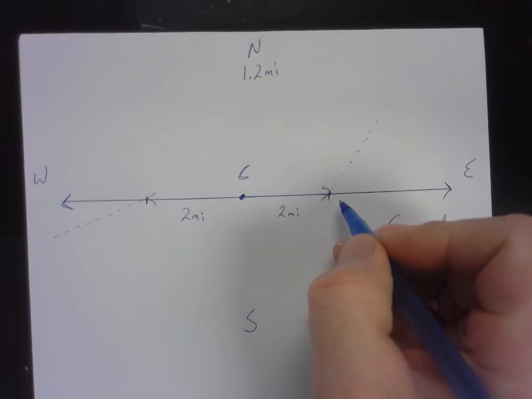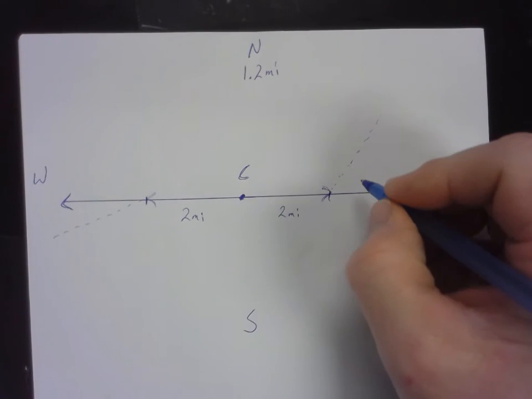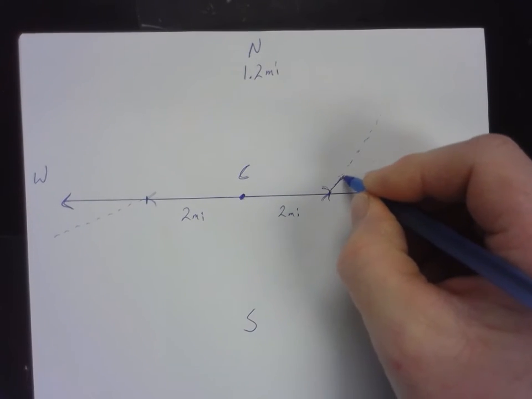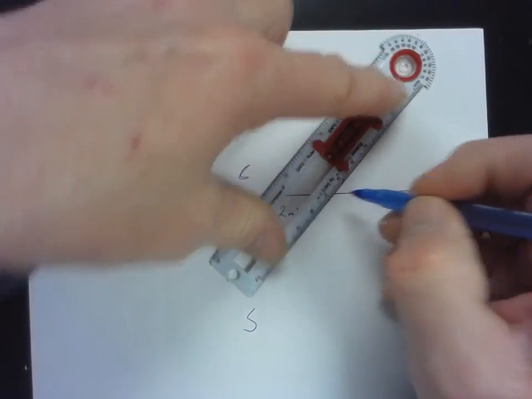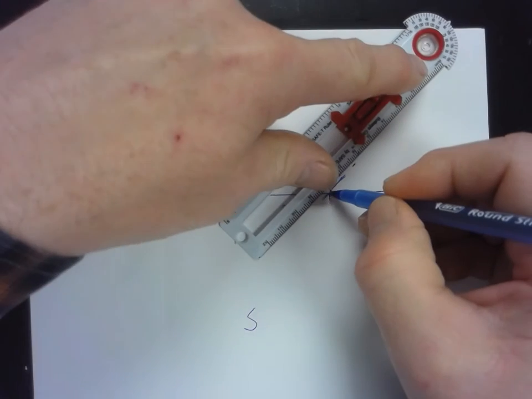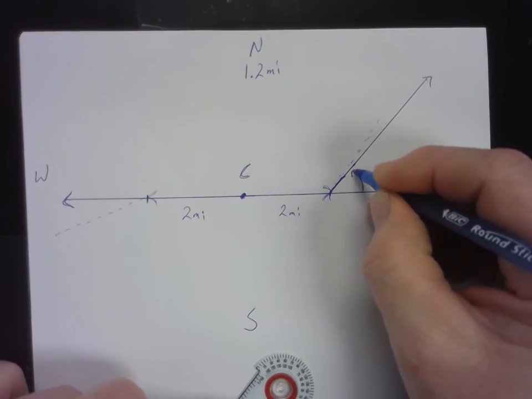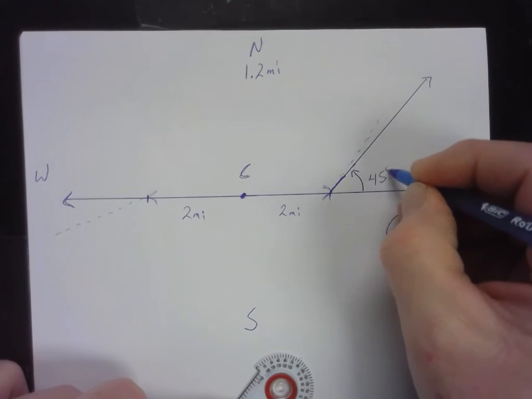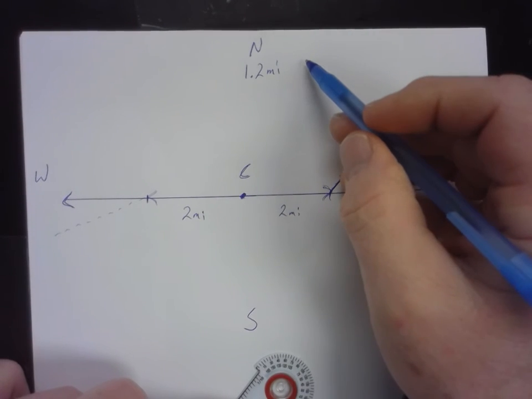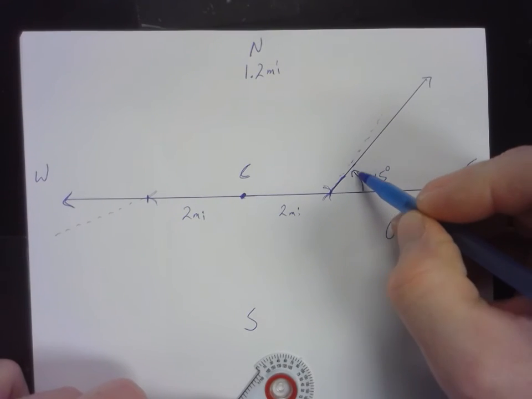They go 2 miles, then they turn 45 degrees toward north. So what that means is they turn 45 degrees toward the north, which would be on their left. Okay, so this is the angle they're talking about right here. That's 45 degrees.